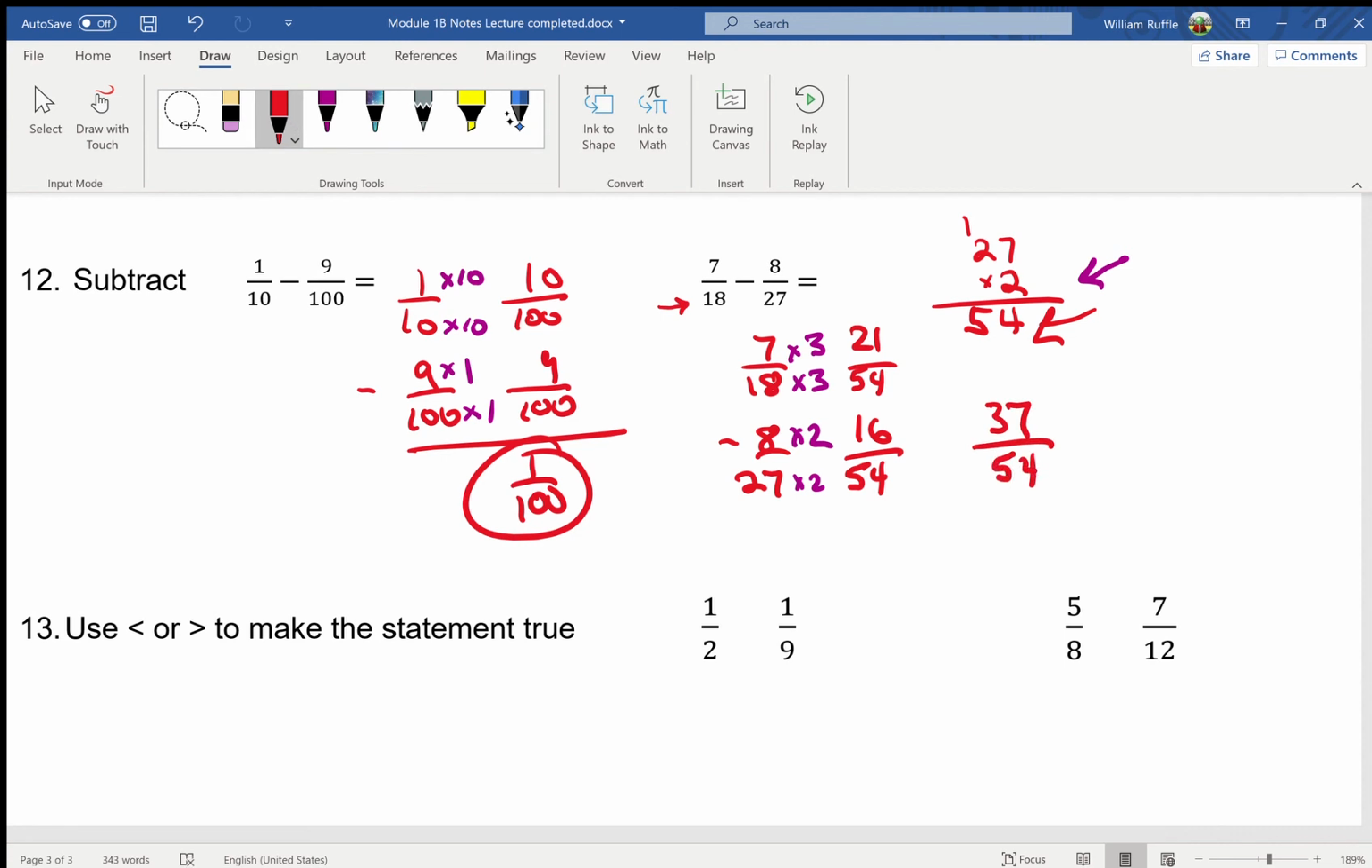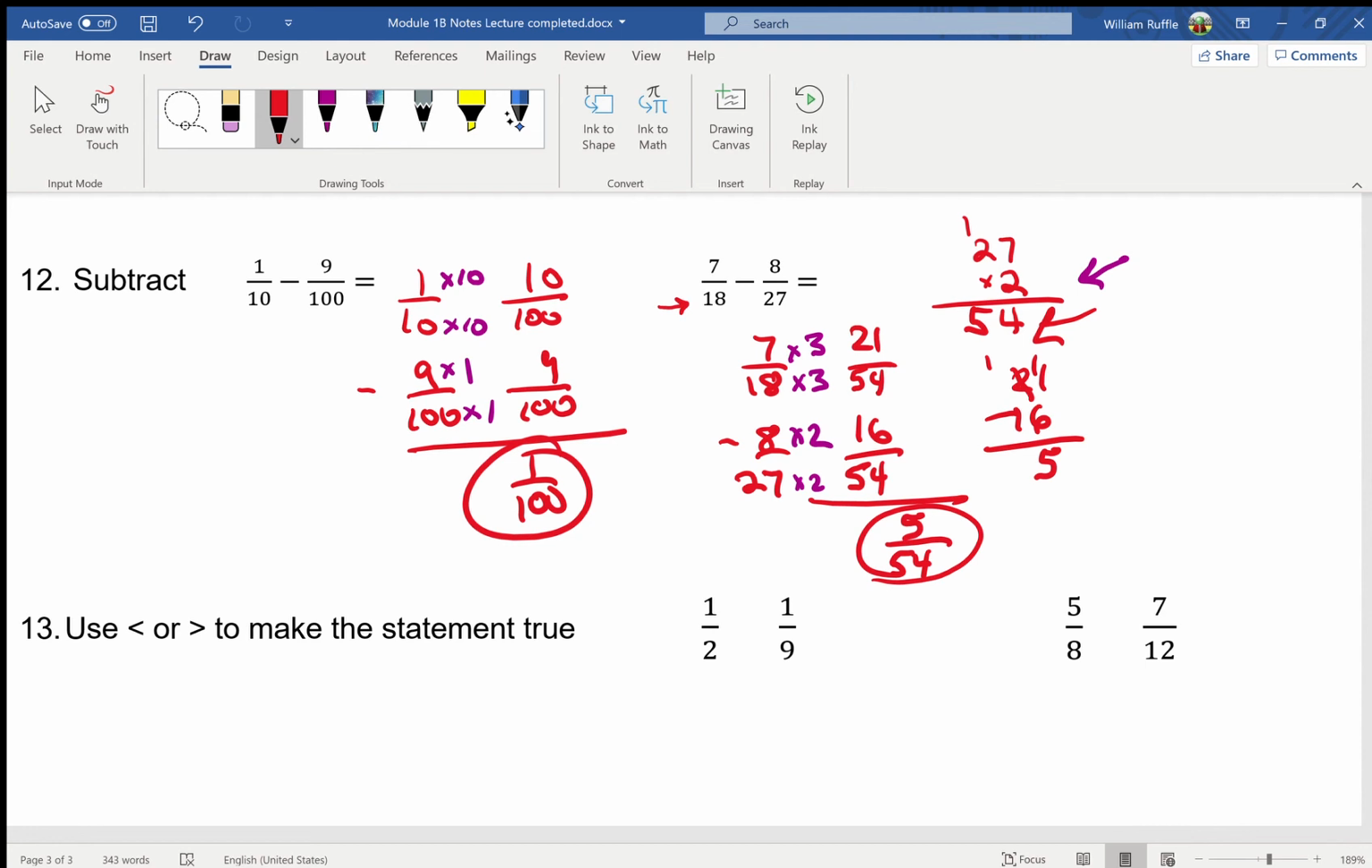Okay, and why did I add when it was subtraction? I do not know. Ignore that part here. It's 21 minus 16. So 21 minus 16, I have to borrow. So 11 minus 6 is 5. So it's really 5 over 54. Sorry about that little distraction there. 5 over 54.